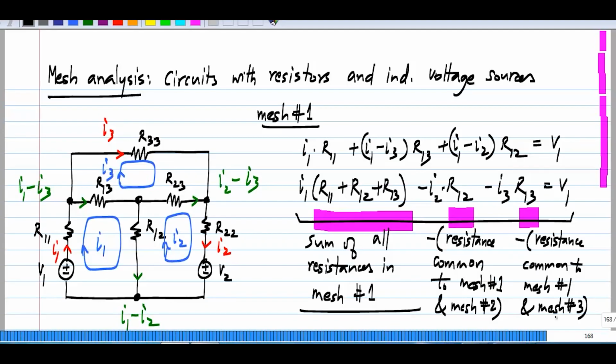So what's the summary here? If you write the Kirchhoff's voltage law equation around a particular mesh, it will have terms containing all the mesh currents. The coefficient of the mesh current for that mesh would be the sum of all resistances in the mesh, and the coefficient of the other mesh currents would be the negative of the resistance which is common to this mesh and that particular mesh. So again the pattern is exactly the same as nodal analysis, right?